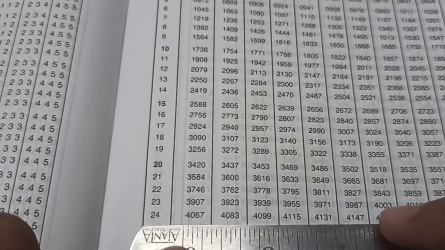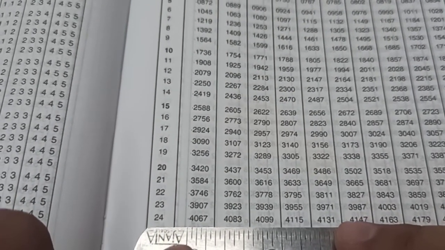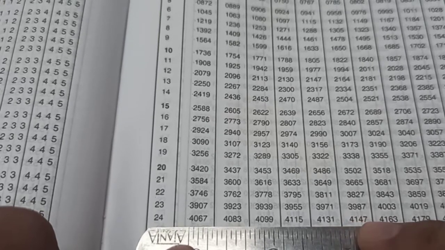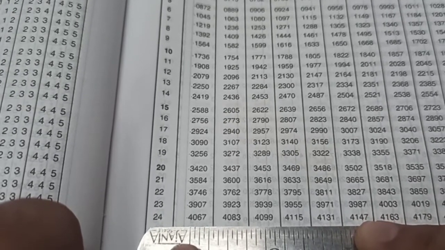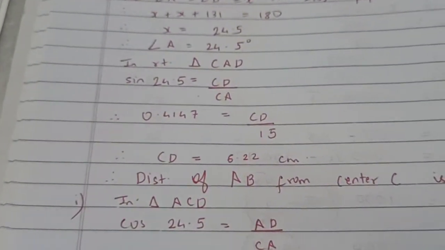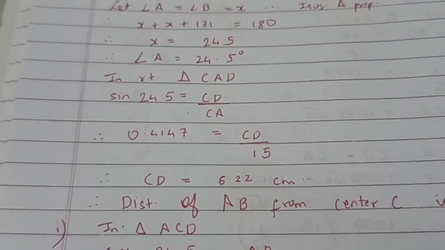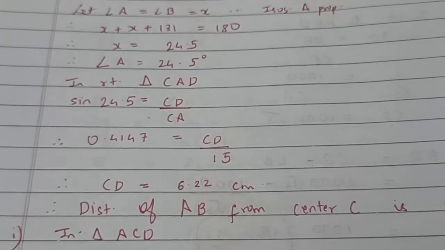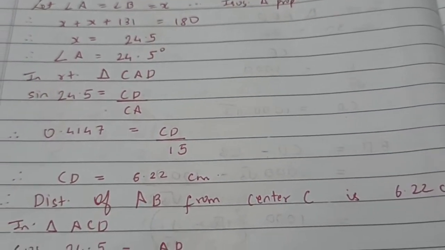So this is the answer, 0.4147. Substitute that value and CA is given as 15. Cross multiply and we get the value of CD as 6.22 centimeters. So the distance of AB from the center is 6.22 centimeters.